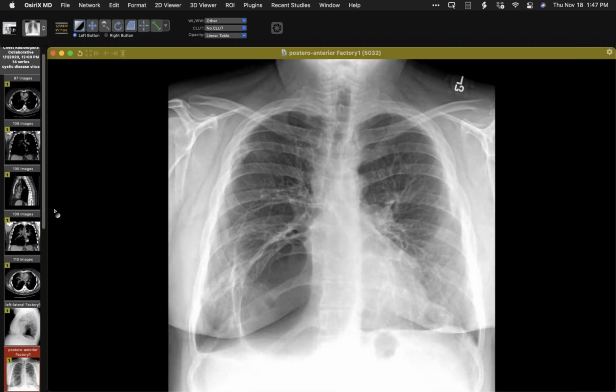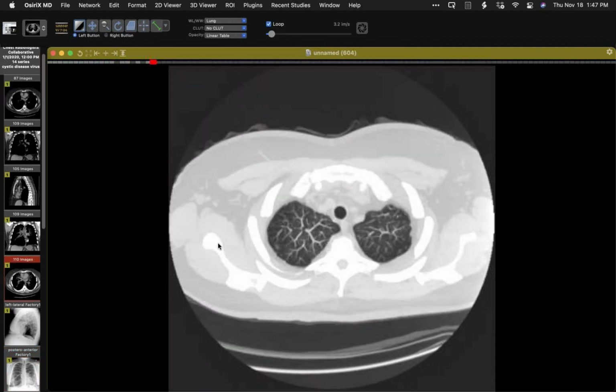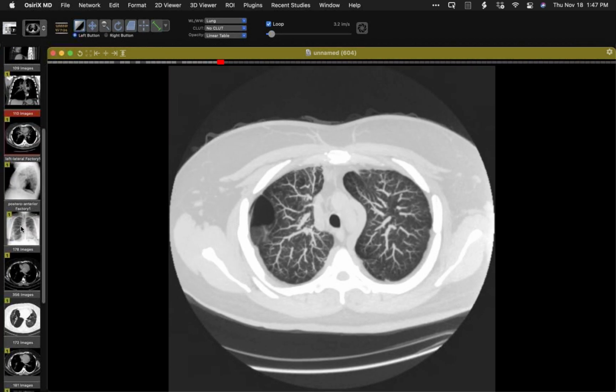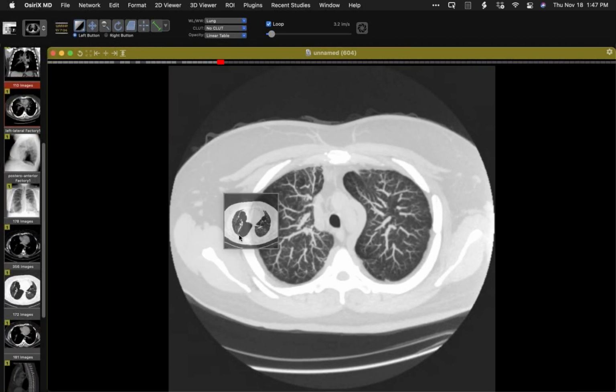So let me show you the corresponding CT. I think I can show you this one. And not that. Let's see, what do I have? Here we go.